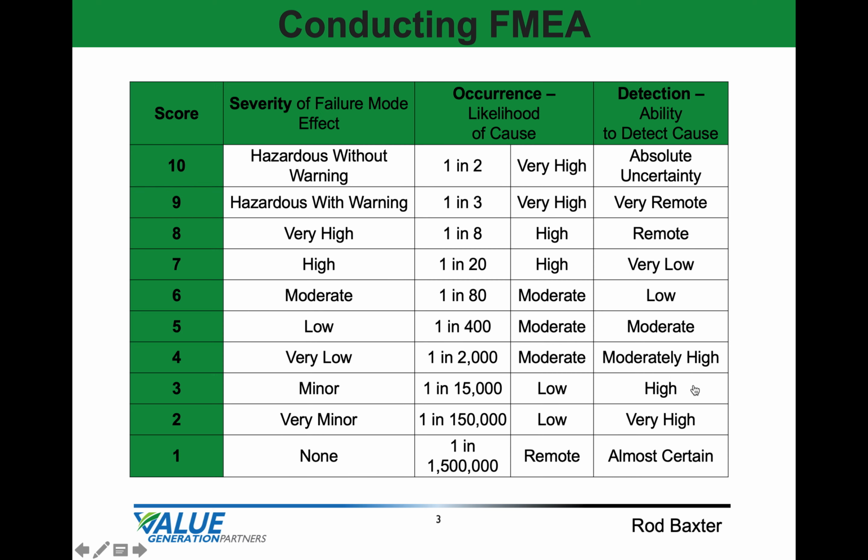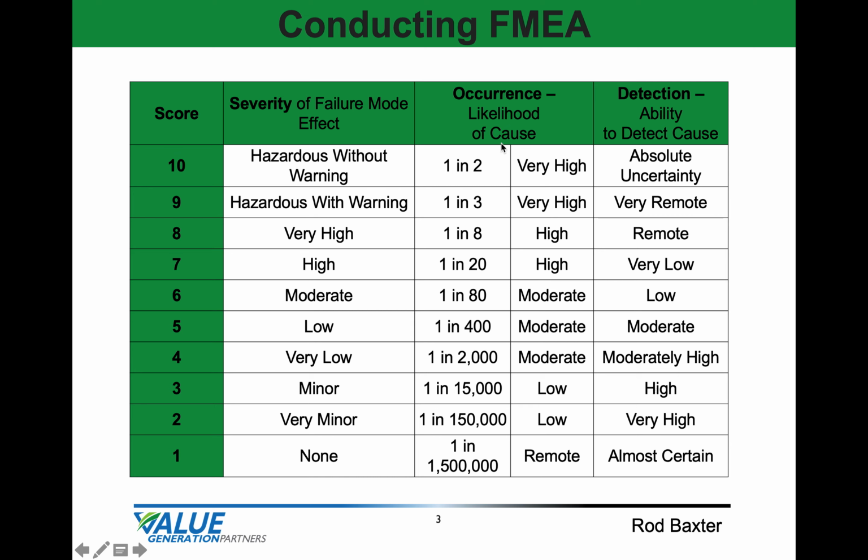So let's talk through the scoring schemes for each of those categories. For severity, a 1 is the lowest level of severity. In fact, it's not severe at all. Up to a 10, which is hazardous without warning. Any ranking of a 9 or 10 should require a corrective action.